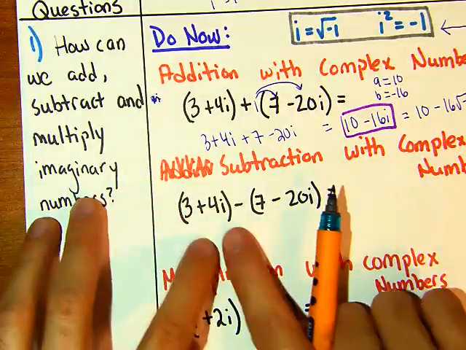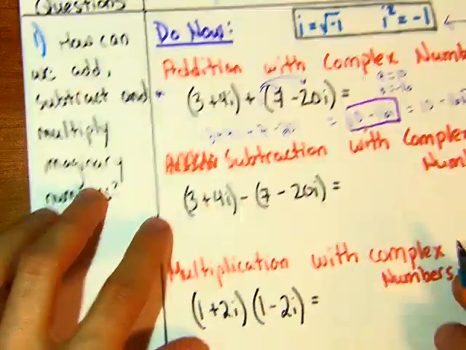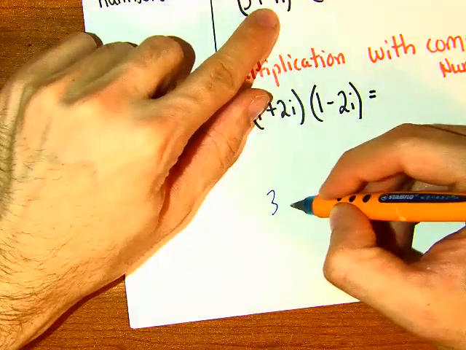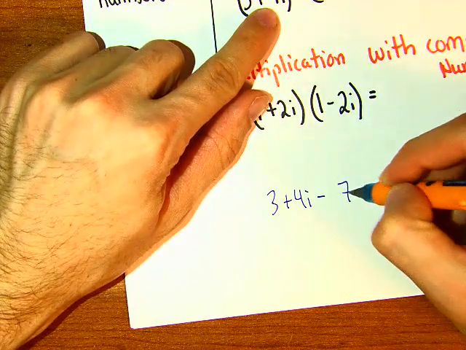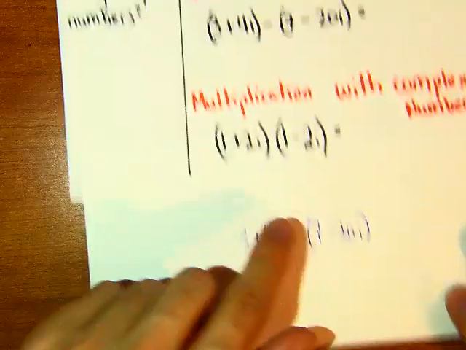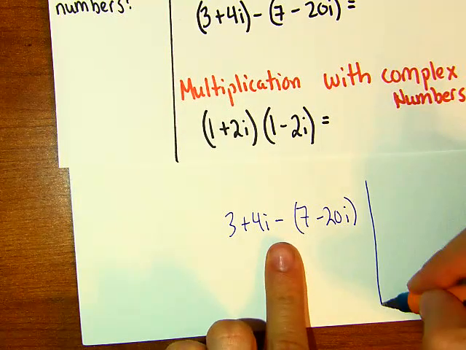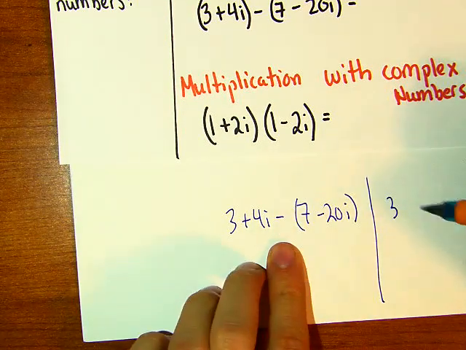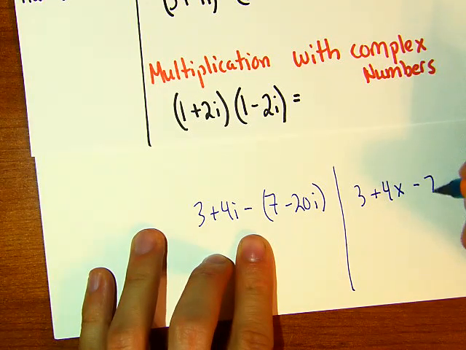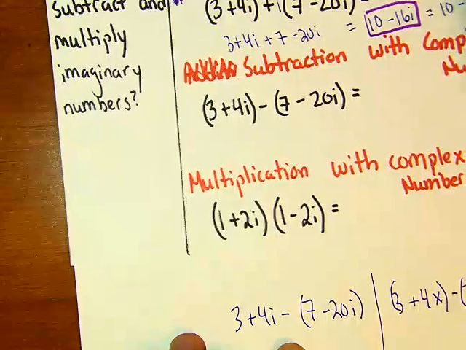What about the next one? Here, we want to subtract complex numbers. Let's take a look at another example. Let's say I have that same example, 3 plus 4i minus 7 minus 20i. Let's forget about the previous example for now. Let's imagine that instead of an i, we write an x, and we're used to the x. So minus 7 minus 20x. Imagine if we had this. Okay, let me put this away.